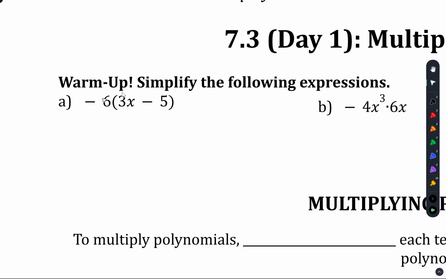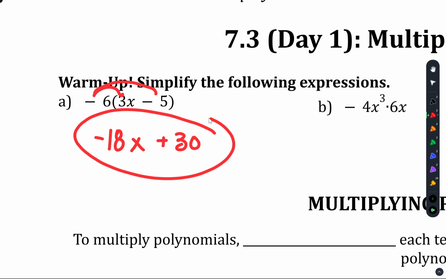So I'm going to distribute this negative 6 to both pieces. Now, the coefficients are going to multiply together. Negative 6 times 3 is negative 18. That variable is just going to stay how it is because there's only one variable. Same thing when I multiply negative 6 times negative 5. That's positive 30. It's in standard form.